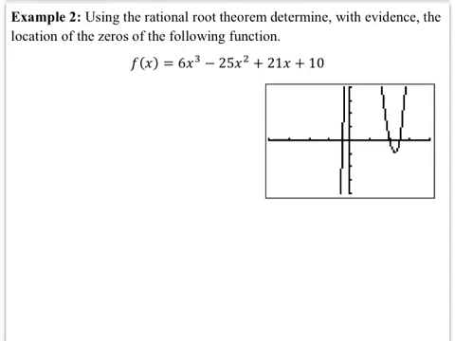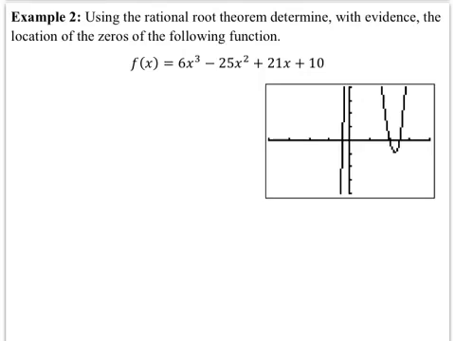So the example says, using the rational root theorem, determine with evidence the locations of the zeros of the following function. Now, it is extremely useful to be able to use your calculator for step 2, so we should think to do that. Now, what we're going to notice is that for this problem we have to start by listing all of the possible rational roots.